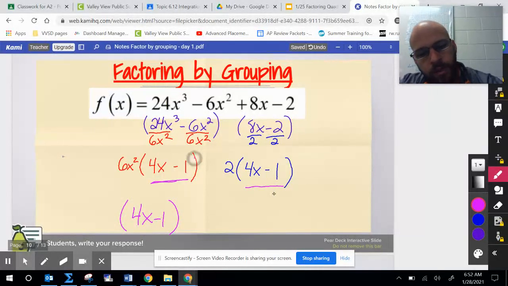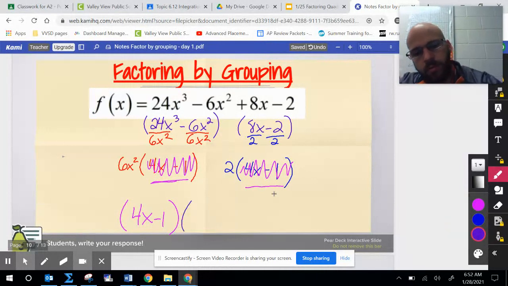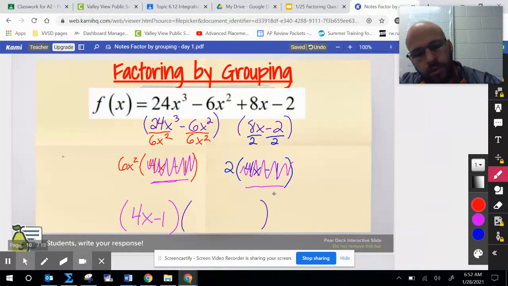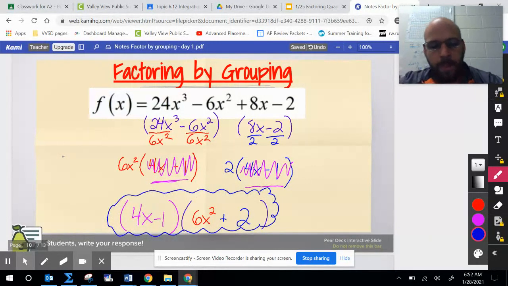All right, now if I cross these off, what I have left is the GCF from my first group. Oops, I wrote a 2, sorry about that. The GCF from my first group was a 6x squared, and then I have the GCF from my second group, which was a positive 2. And ladies and gentlemen, this is my answer. Okay? So again, this was the parentheses in common.